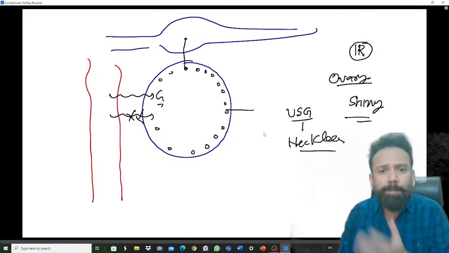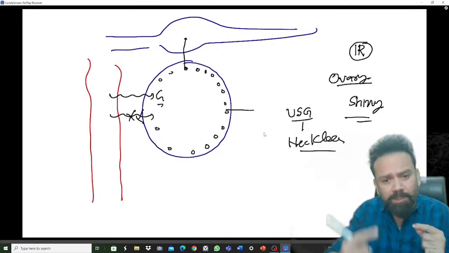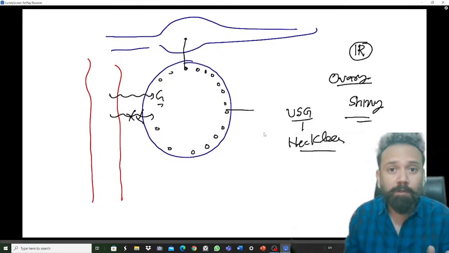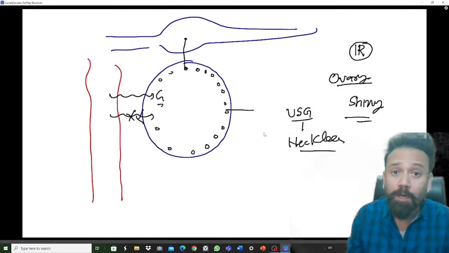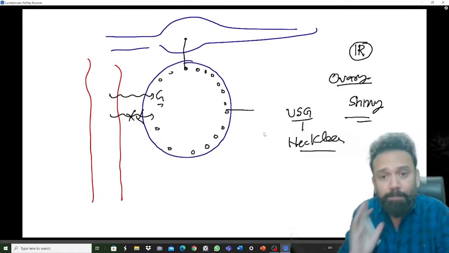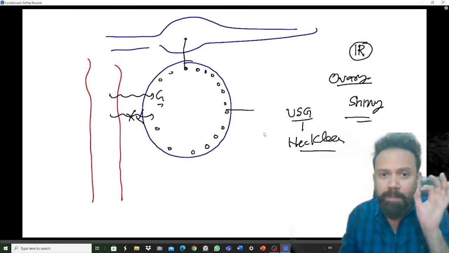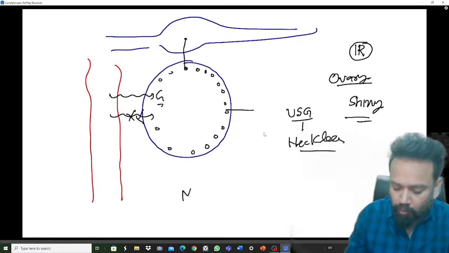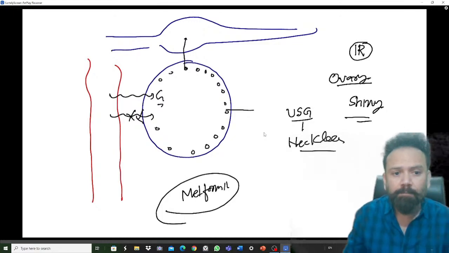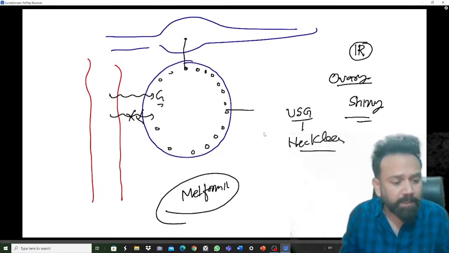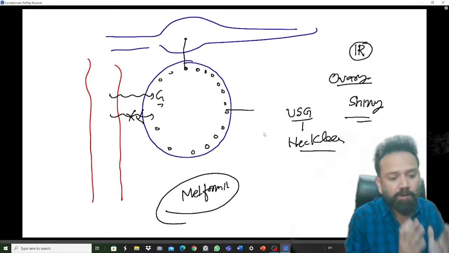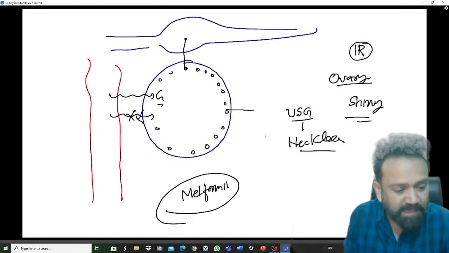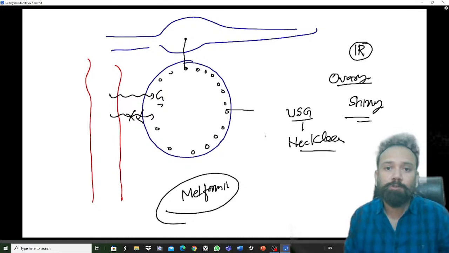So if you give OCP, this will create a pseudo cycle, that is not good. Even that can cause weight gain. It should never be given. Oral contraceptive pills, which are usually prescribed in PCOD, should never be given. Metformin should only be given, because the problem is not with the ovary. The problem is insulin resistance. This insulin resistance, doctor, is specific to the females.